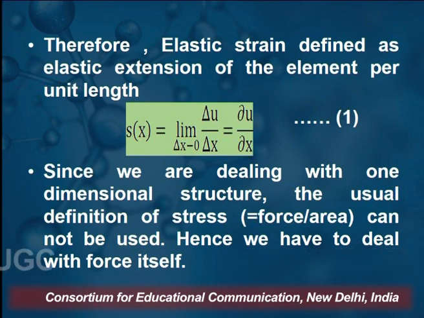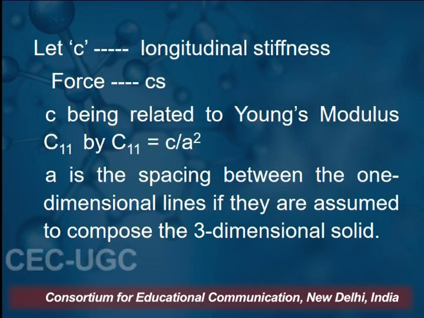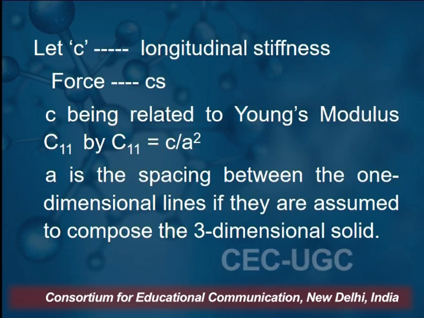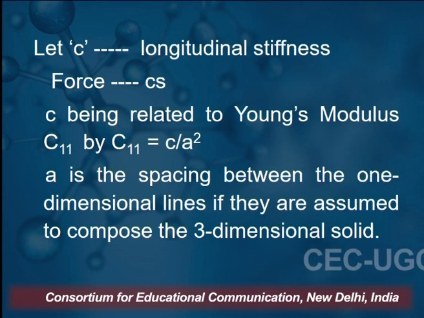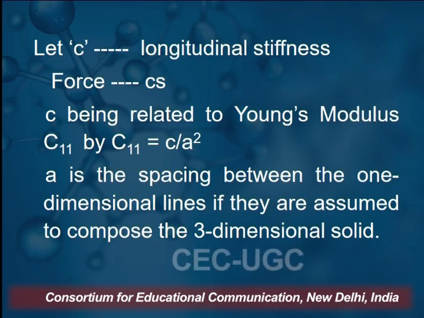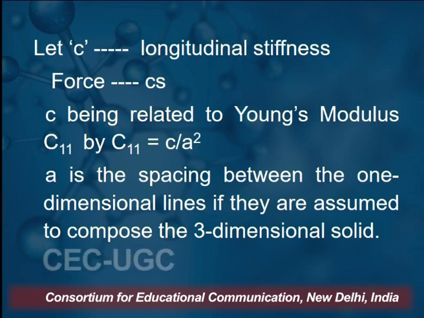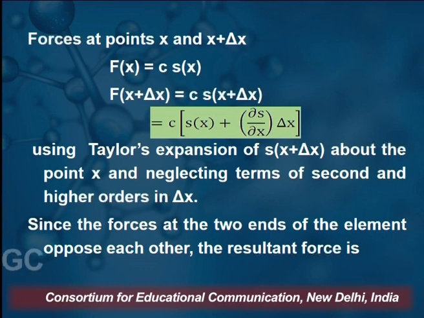Now, we are dealing with a one-dimensional structure. So, the usual definition of stress, which is force per unit area, cannot be used. Hence, here we have to deal with the force itself. Let C be the longitudinal stiffness of the material, and then the force will be C into S. The longitudinal stiffness is related to the elastic constant C11 by the relation C11 equals C by a squared. In this case, a is the spacing between the one-dimensional lines if they are assumed to compose the three-dimensional solid. That means I am assuming that my three-dimensional solid is composed of these one-dimensional lines which have a spacing of a between them. Then the force at point x will be C into Sx.